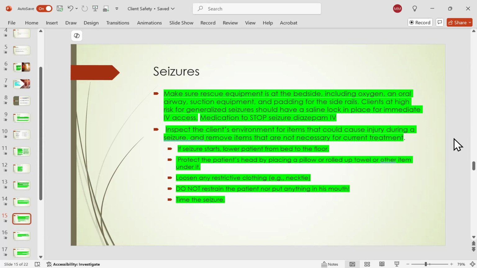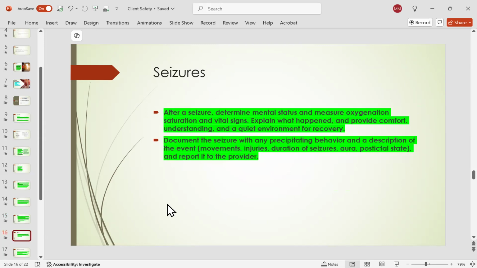Do not restrain the patient in any way. Do not put anything in their mouth. I know there's an old wives' tale that they're going to swallow their tongue. You can't swallow your tongue. Okay. It's not possible. So get them on the floor, protect their head, loosen restrictive clothing, and just start timing the seizure. That's it. Don't try to get on them and restrain them. Don't touch them. Just keep their head safe so that they don't have a brain injury.